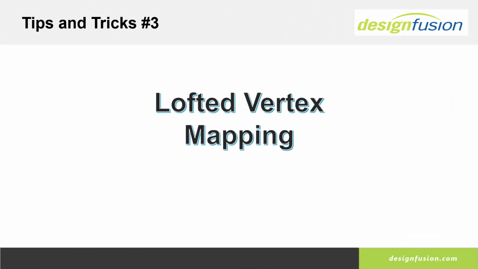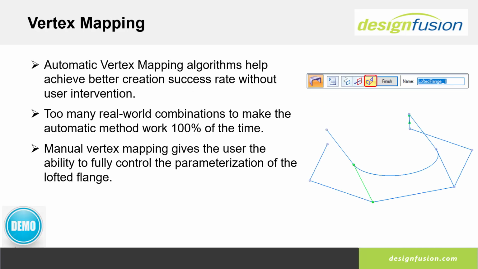For tips and tricks number 3, I'm going to look at the Lofted Vertex mapping. Now with our Lofted commands, the automatic vertex mapping algorithms help achieve better creation success without user intervention. Unfortunately, there's too many real-world combinations to make the automatic method work 100% of the time. So we have manual vertex mapping, which gives the user the ability to fully control the parameterization of the lofted flange or feature. Now in sheet metal, this is relatively new. It was added in the last release. So we have it in 2020 and 2021.